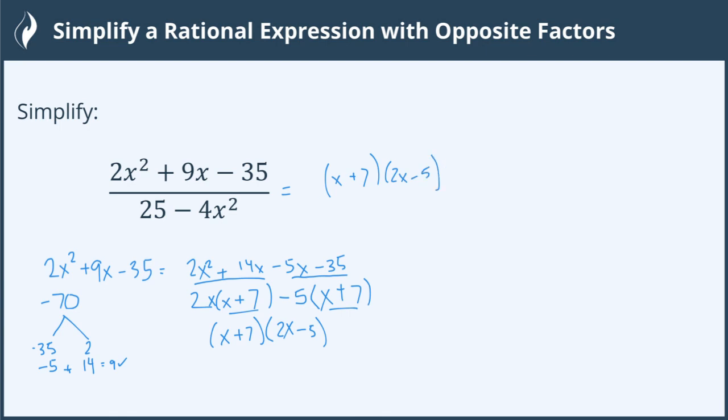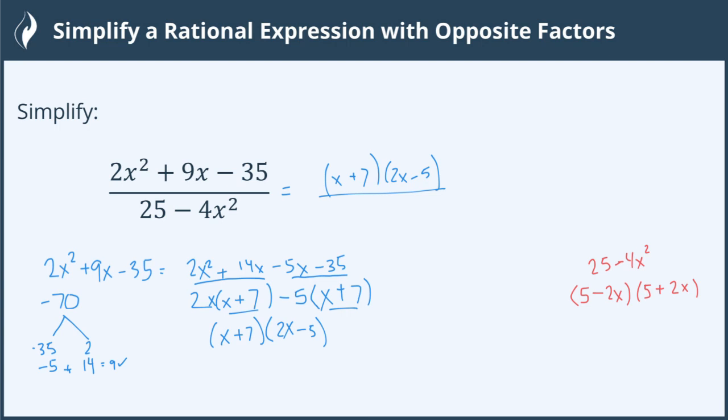Now I need to do the same thing for the denominator. So I'm going to switch colors and move over here. I want to factor 25 minus 4x squared. Now you might recognize that this is difference of two squares. I've got a perfect square, 25 is a perfect square, 4x squared is a perfect square, and it's a minus sign, so it's a difference. So I can go ahead and jump into my two binomials and put the square root of the first here, square root of 25 is 5, put the square root of the second here, square root of 4x squared is 2x, make one minus and one plus.